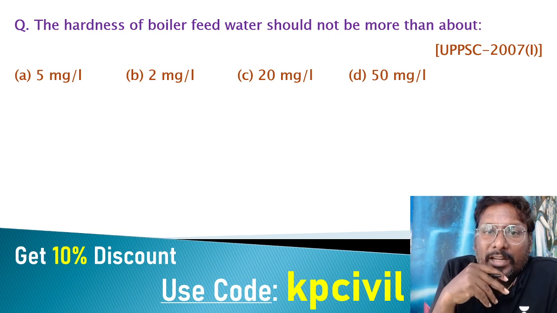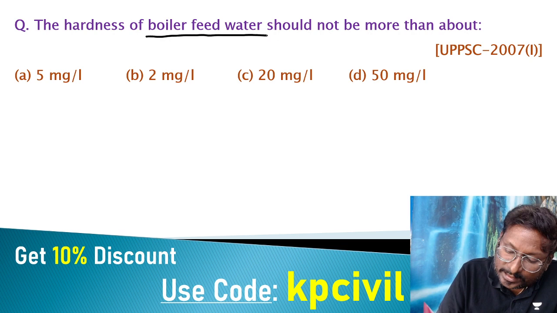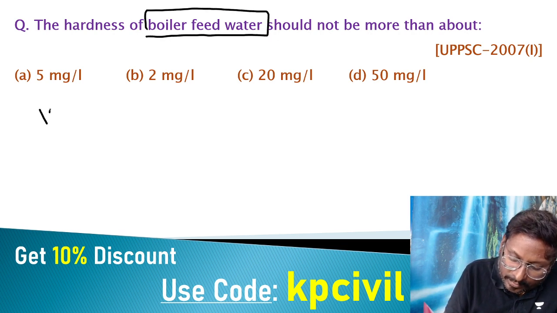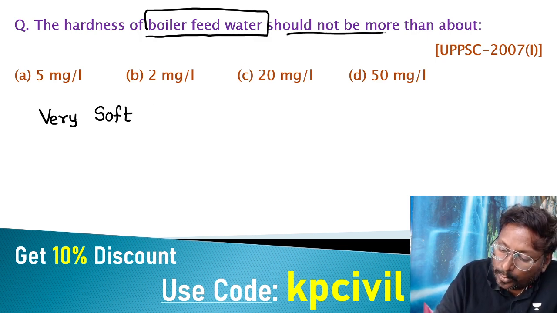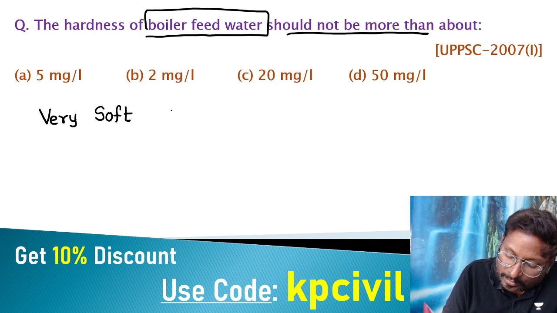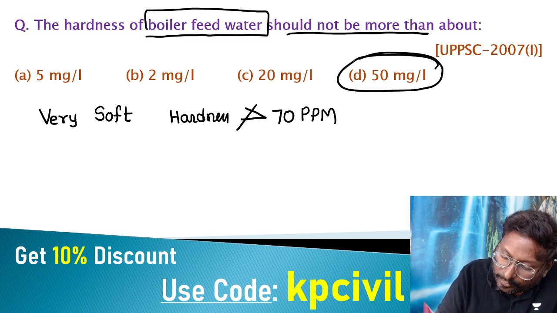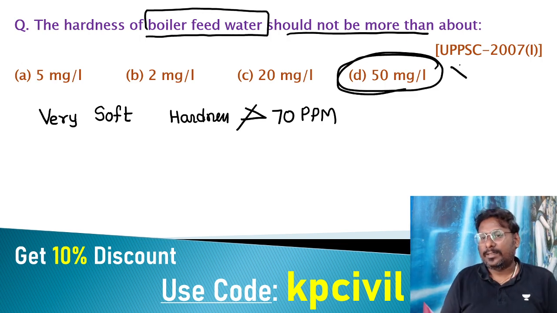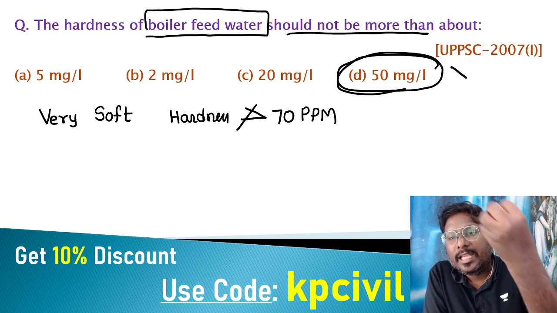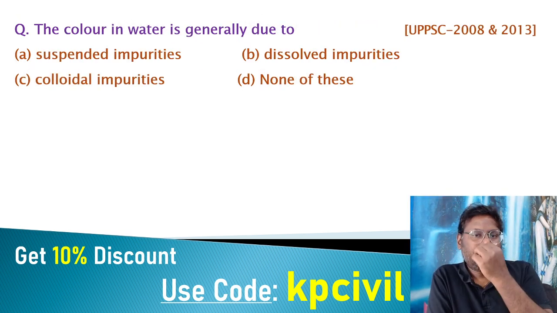Hardness of boiler feed water. Industrial water requires to be very soft. It should not be more than 70. Hardness not greater than 70, less than 70, okay. So from the given options, we can choose the nearby one. Actually this is also not correct, but from the given options, you can choose the nearby one.